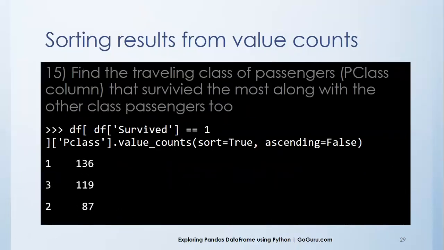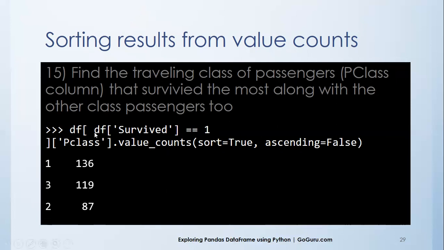And the 15th command we will try is to find the traveling class of passengers that survive the most along with other passengers too. So you're going to look at the Pclass. There is something called Pclass, which says what class the passengers traveled in, like 1st, 2nd or 3rd class. So in that, you want to look at what class of passengers survive the most.